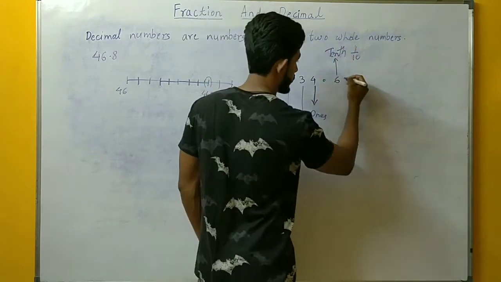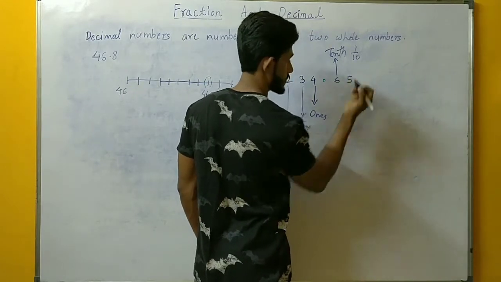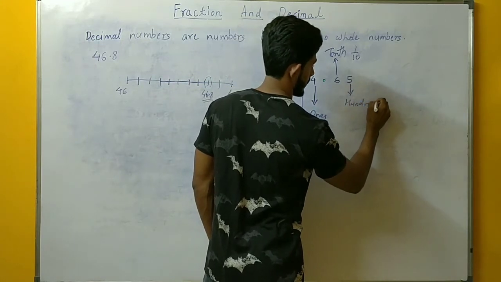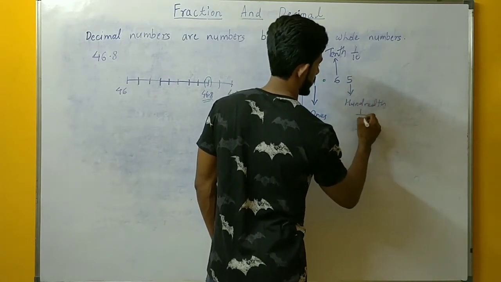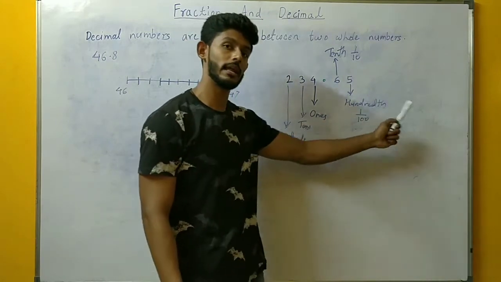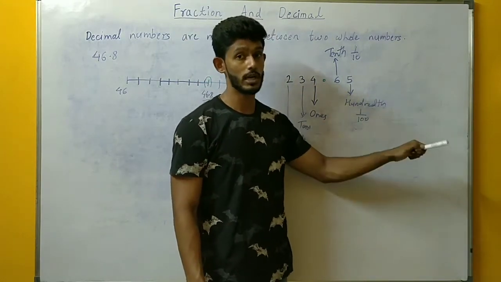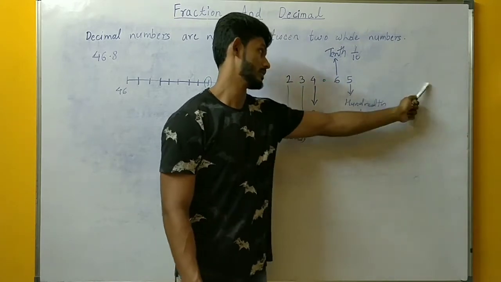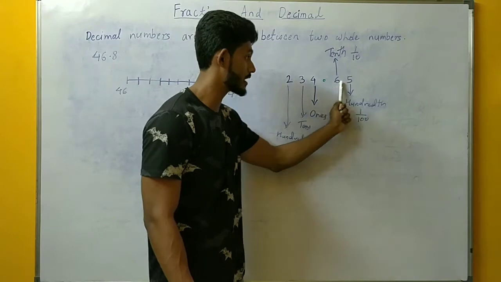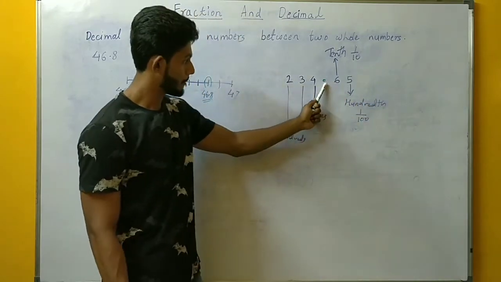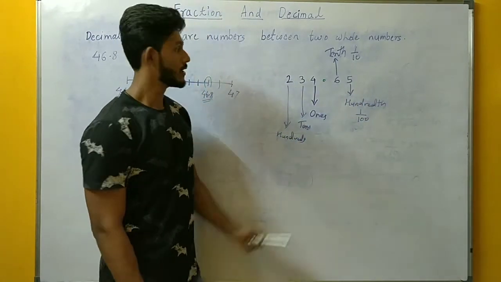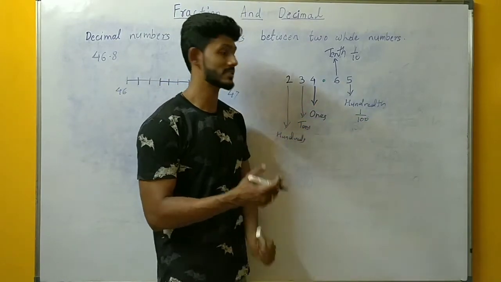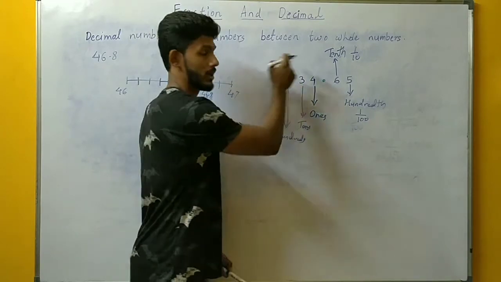Now suppose I have one more number after this 6 as 5, then the place value of this number would be 1 upon 100. And the next values will be 1 upon 1000, then 1 upon 10,000, likewise. So these are the place values after the decimal point and before the decimal point. The number after the decimal point represents the part of this whole number.